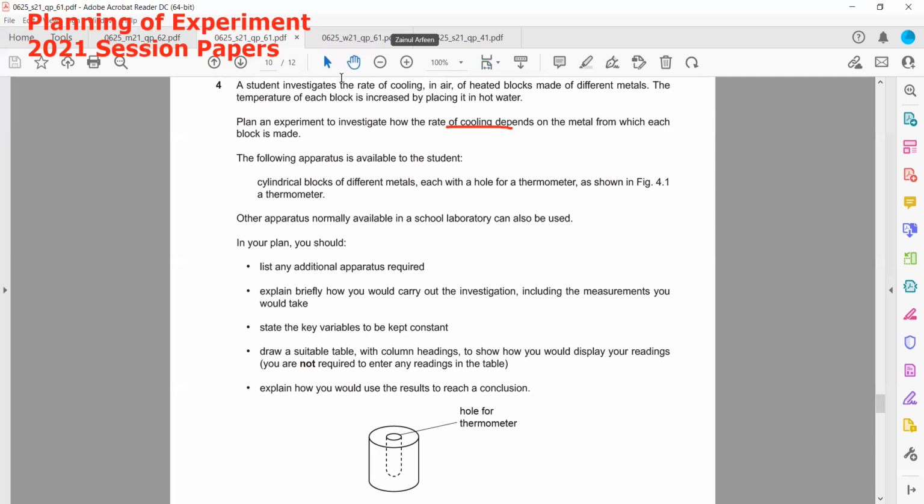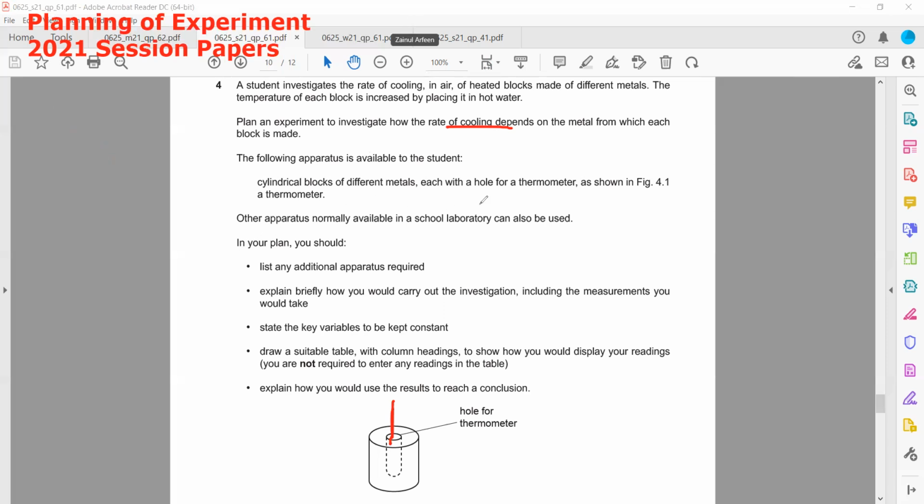The following apparatus is available to the student. A cylindrical block is there. You can see a cylindrical block, and there's a hole for a thermometer, so that we can place a thermometer and record the temperature of the block. For example, in 5 minutes or 3 minutes, we see how much change in temperature there is for every 30-second interval. The one which shows a greater change in temperature means that metal cooled down faster. Or we can also plot a graph between temperature on the y-axis and time on the x-axis. The one which has a steeper slope cooled down faster.